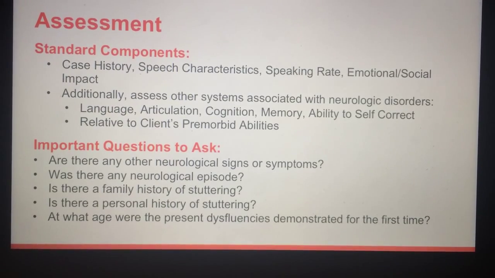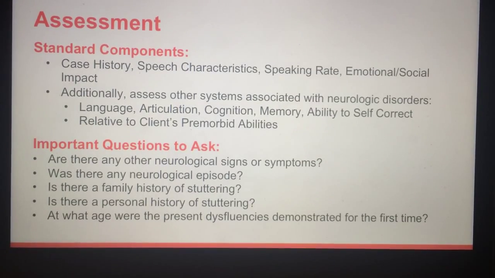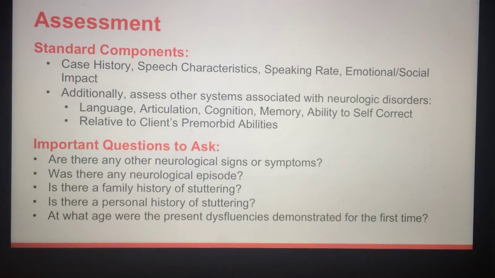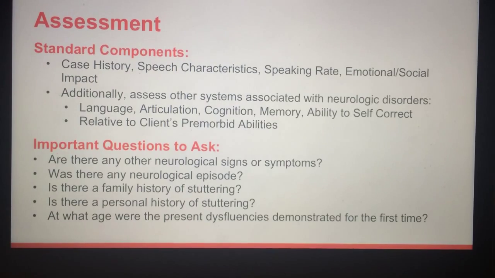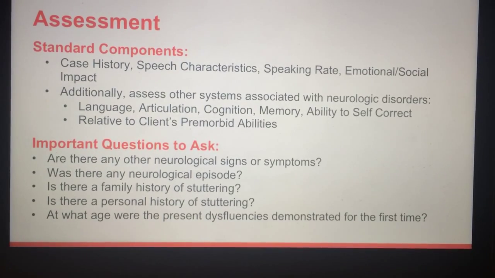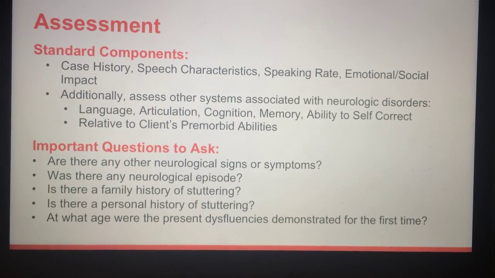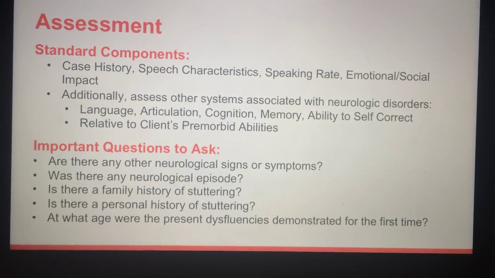When we want to assess a patient for possible neurogenic stuttering, it is important to gather the standard components that we use for any evaluation, including a case history, speech characteristics, the speaking rate, and the emotional and social impact of the disfluency. Additionally, we want to assess all of the other systems associated with neurological disorders, including but not limited to language, articulation, cognition, memory, and the ability to self-correct. And remember that it is ideal to compare the findings to our patient's premorbid abilities if possible.